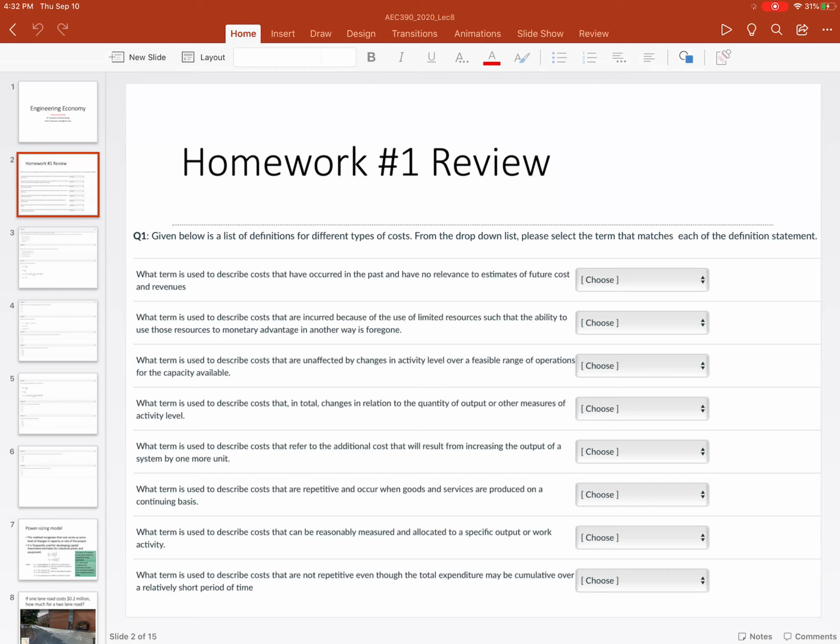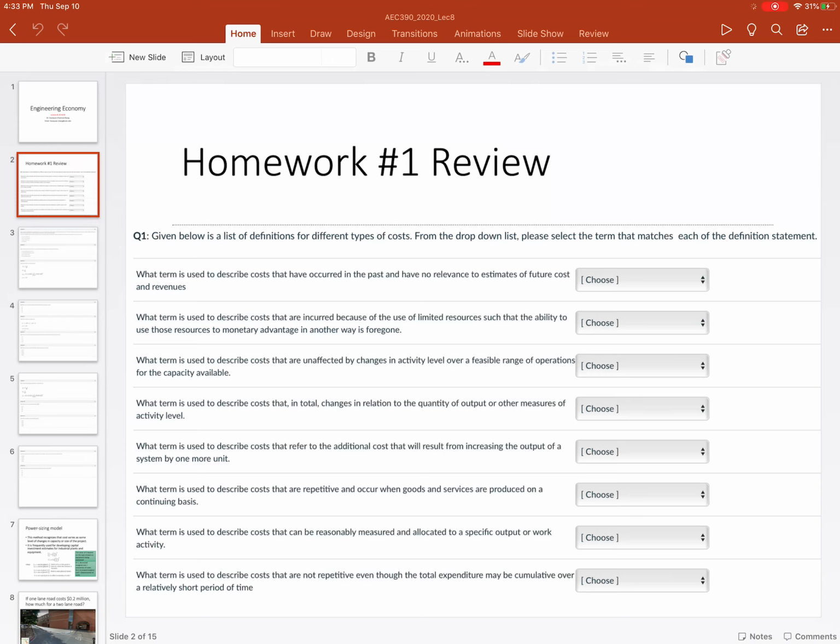One is about the concept of different types of costs. We have these drop-down list selection problems for you to choose which definition is regarding which type of cost. And after that, we have a set of questions regarding the formulas we have learned to calculate profit, revenue, demands, and so on. Okay. All right.